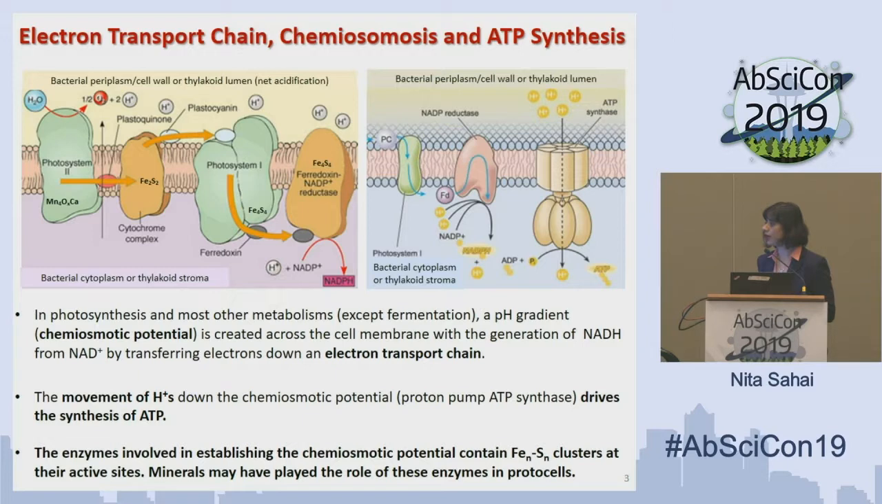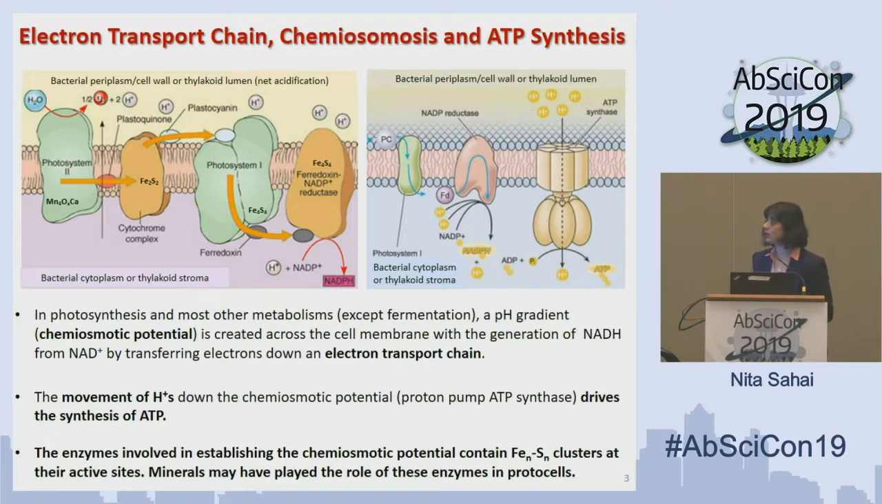I'll go through the schematic in a minute, but let me just finish reading these bullet points. The movement of protons down the chemiosmotic potential drives the synthesis of ATP by this ATP synthase molecule that was presented in the previous presentation as well. The enzymes that are involved in establishing the chemiosmotic potential contain these iron-sulfur clusters, and the subscript n simply means that this is the stoichiometry of the iron and sulfur. They contain these iron-sulfur clusters at their active sites, and it's therefore been proposed for a long time in the literature that iron-sulfur minerals might have played the roles of these enzymes in protocells.